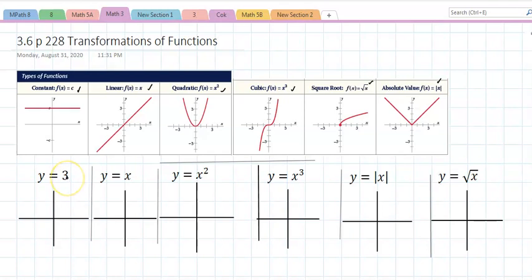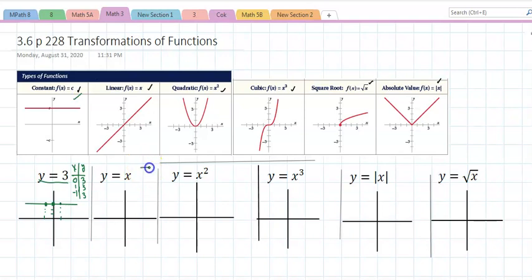Y equals 3 we know is a horizontal line. If you decided to pick points, you could. If you pick x to be 0, let's say 1 and negative 1. If x equals 0, y equals 3. If x equals 1, y equals 3. No matter what x equals, y equals 3. If you label 0, 3, 1, 3, and negative 1, 3, and put a line through it, there it is, a horizontal line.